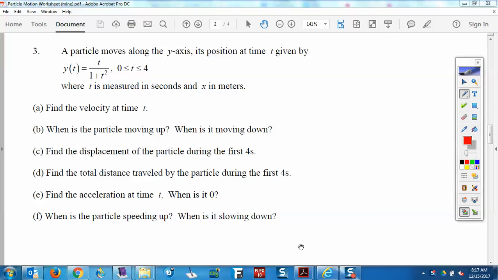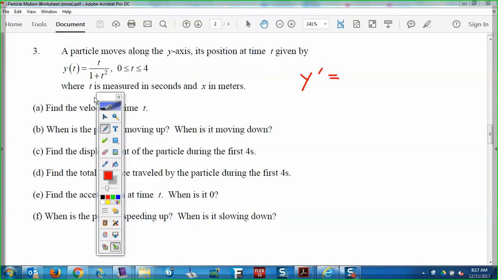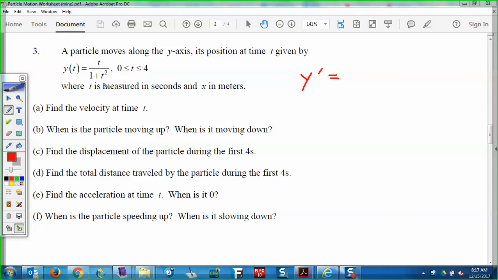...e to the x's and so forth. So let's go ahead and do this. Find the velocity at time t, which would be that derivative. We won't go through the whole thing, but we'll go through some of it here. So y prime, again, good review for those of you still doing the gateway. It's just a quotient rule, right?